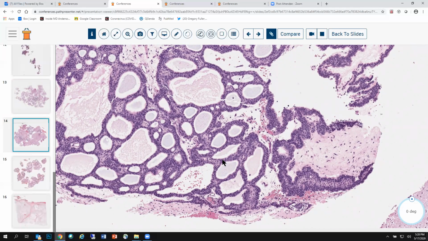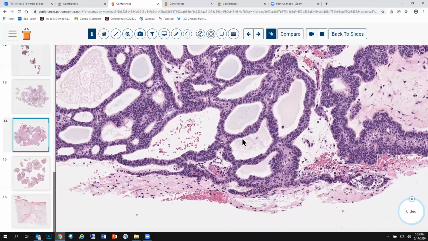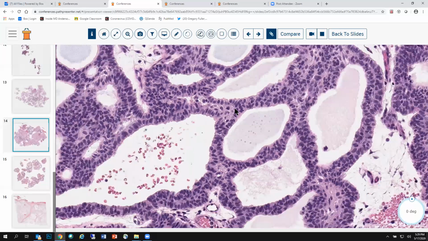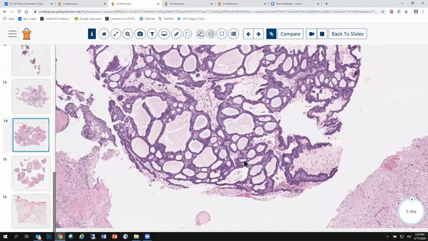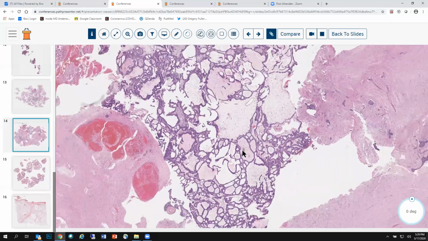The reason is adamantinomatous and papillary craniopharyngiomas look very different on morphology, and more importantly, they have completely different molecular drivers. Beta-catenin mutation is the driver for adamantinomatous craniopharyngioma, and BRAF V600E mutation is the driver for papillary craniopharyngioma. All right, you see all of the classic features in this particular case. Let's just go back to lower power.